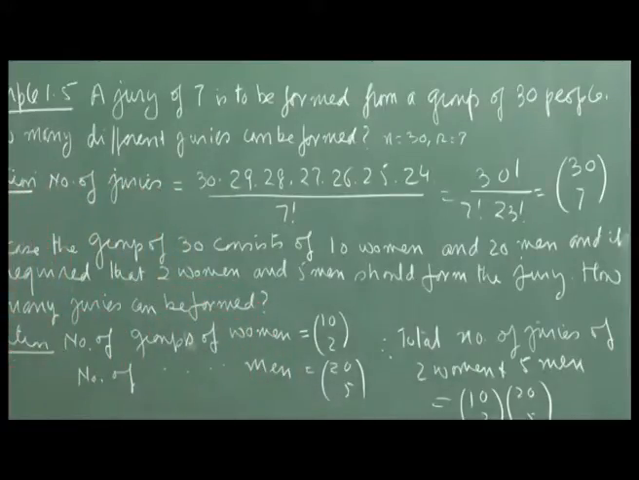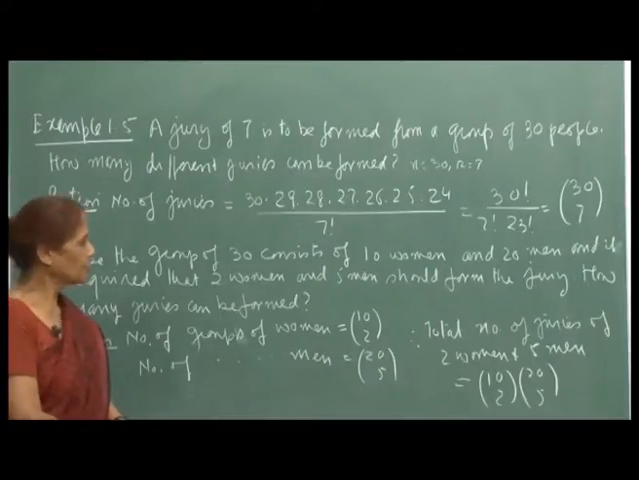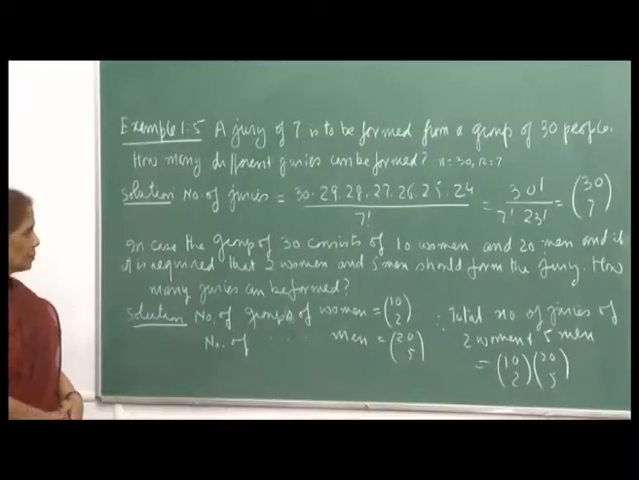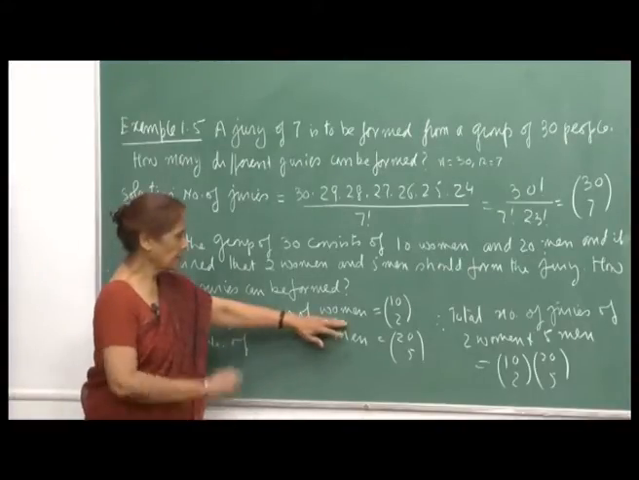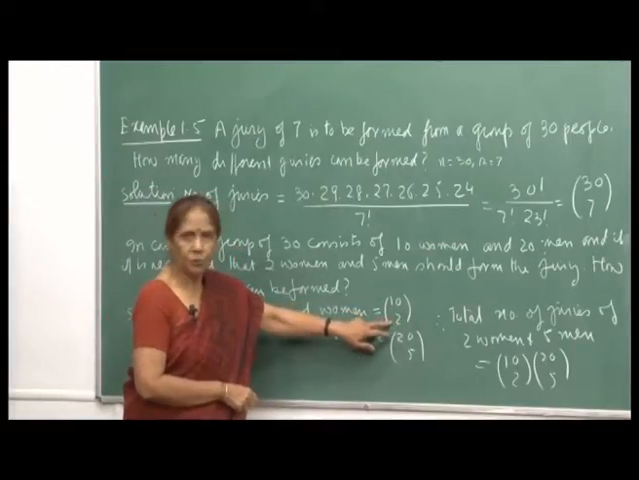Okay. Now, in case the group of 30 consists of 10 women and 20 men, and it is required that 2 women and 5 men should form the jury. So, now we are saying that out of the 10 women 2 must get selected, and out of the 20 men 5 men should get selected to form the jury. So, in that case the number of groups of women that you can form by choosing 2 out of 10 will be 10 choose 2.